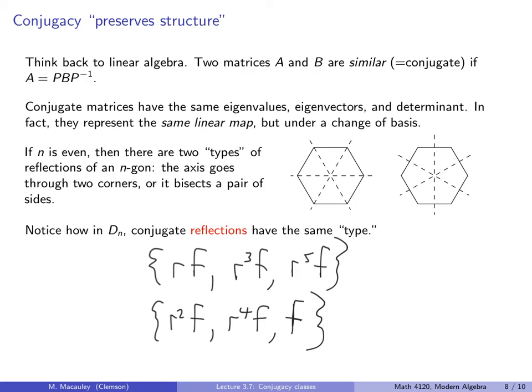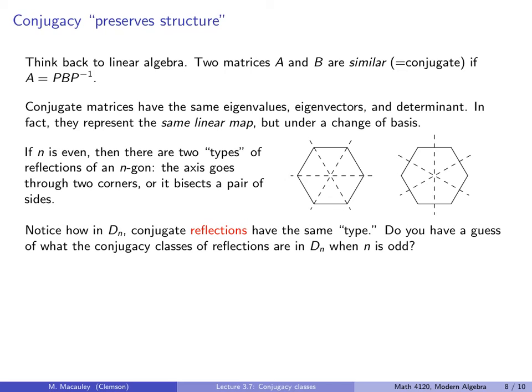So given that, do you have a guess about what the conjugacy classes of reflections are in D_n when n is odd? And here's a hint. Let's draw an odd n-gon. How about n equals 5? What types of reflections are there here? I claim there is only one type of reflection in this case. Let's see if I can draw these to all go through the common center. That's close enough. And so if your guess was that all of the n reflections are conjugate when n is odd, you would be correct. They don't break up into two types or two conjugacy classes like they do when n is even.